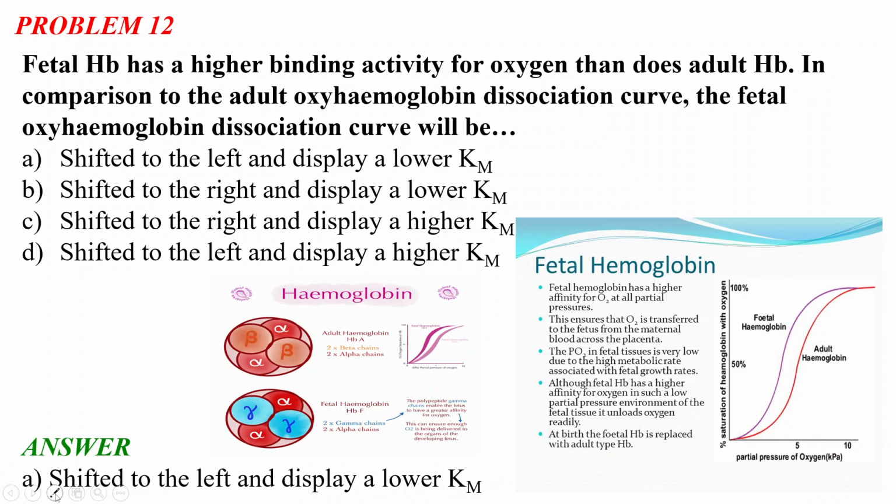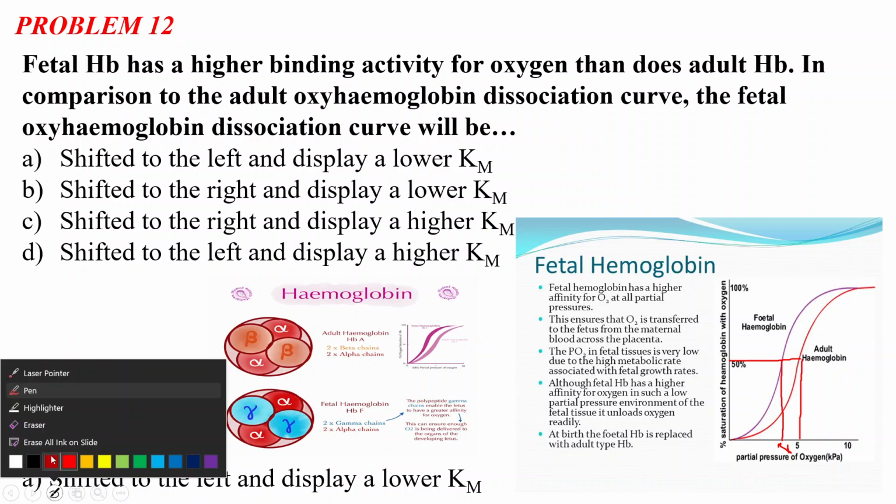Okay, so Km I already have mentioned in the last class. It is the substrate concentration at 50% of the rate of the enzyme. Okay, so as you can see, if we draw a perpendicular from this 50% saturation of oxygen, and then draw a perpendicular on the x-axis, it shows the Km. So this is the Km for the fetal hemoglobin, and this is the Km for the adult hemoglobin, which shows that the Km is lower in the case of the fetal hemoglobin.